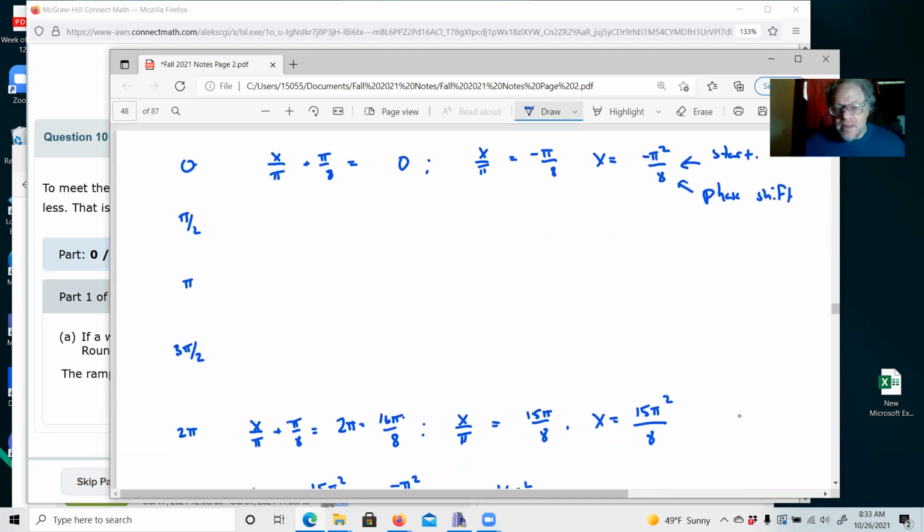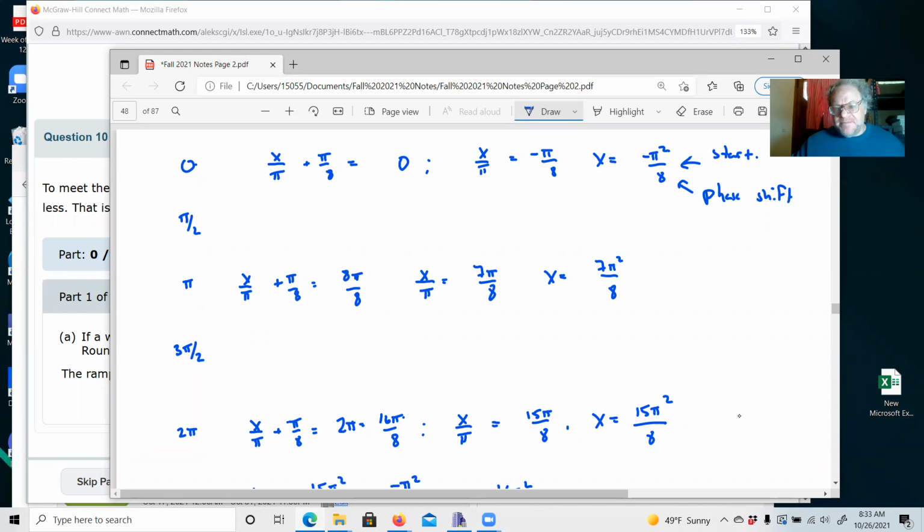Okay. So what if it equals pi? What if we have x over pi plus pi over 8 is equal to 8 pi over 8? That's one, right? 8 pi over 8 is pi. Okay, and we're just going to solve from here. So we're going to say x over pi is equal to 7 pi over 8. Okay, so x equals 7 pi squared over 8.